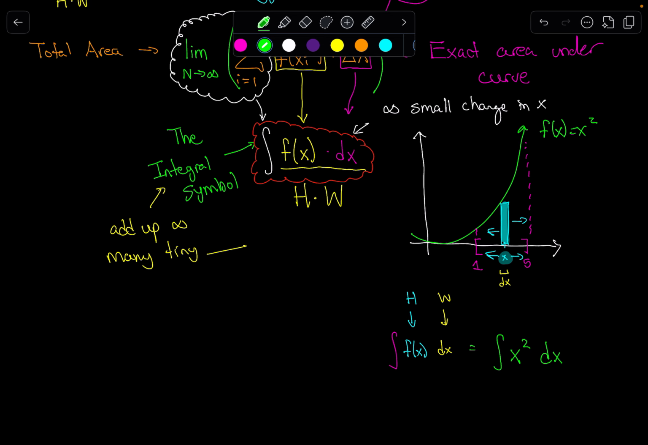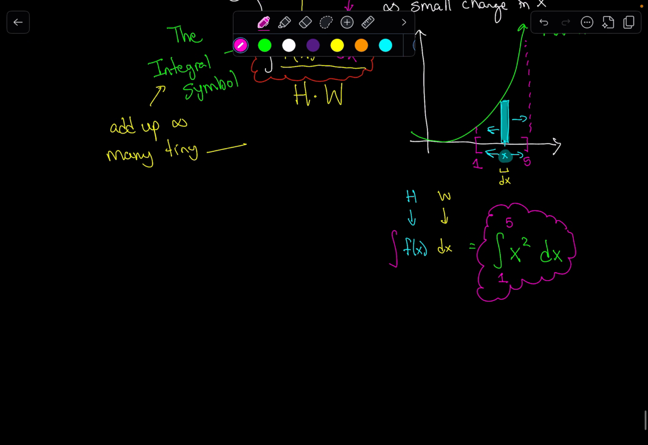Okay, and so this is how we would write this. The only thing that we haven't taken into account yet is the bounds, 1 and 5. We identify those bounds by writing a 1 here at the bottom and a 5 here up at the top. And this is how we would interpret this: the integral of x squared dx evaluated from x is 1 to x is equal to 5. Before we talk about how to evaluate those numbers, we'll do that in the next video.